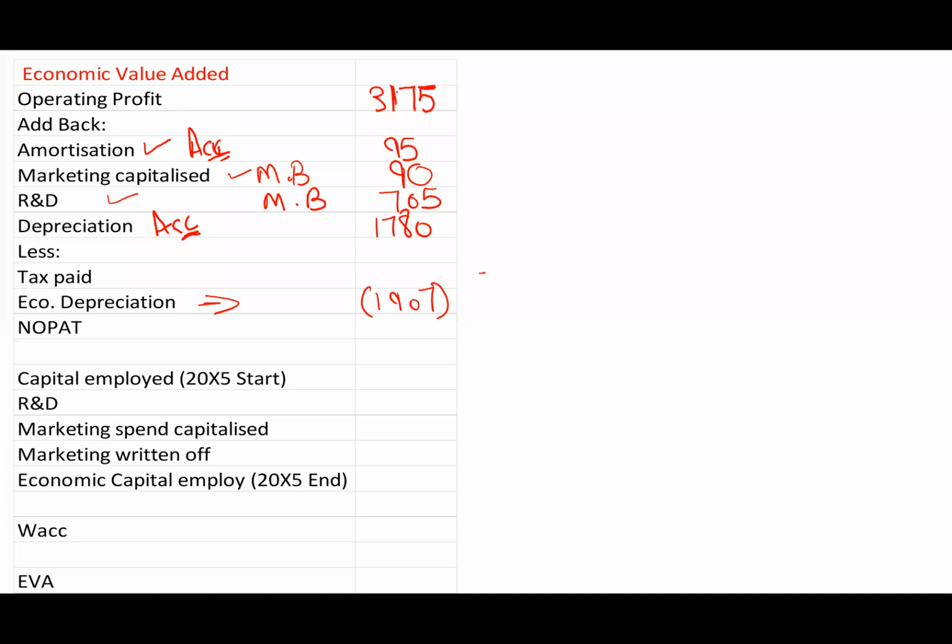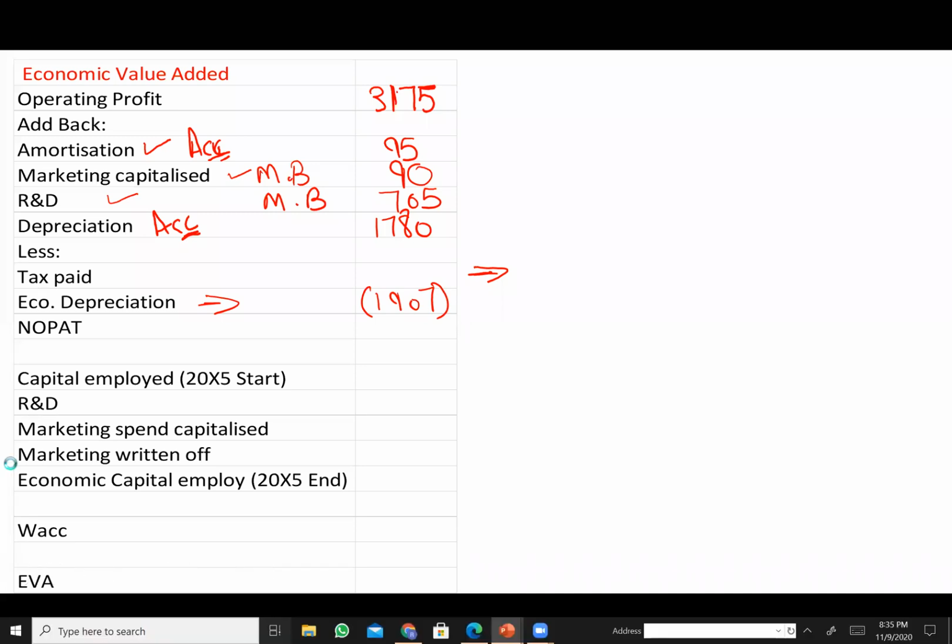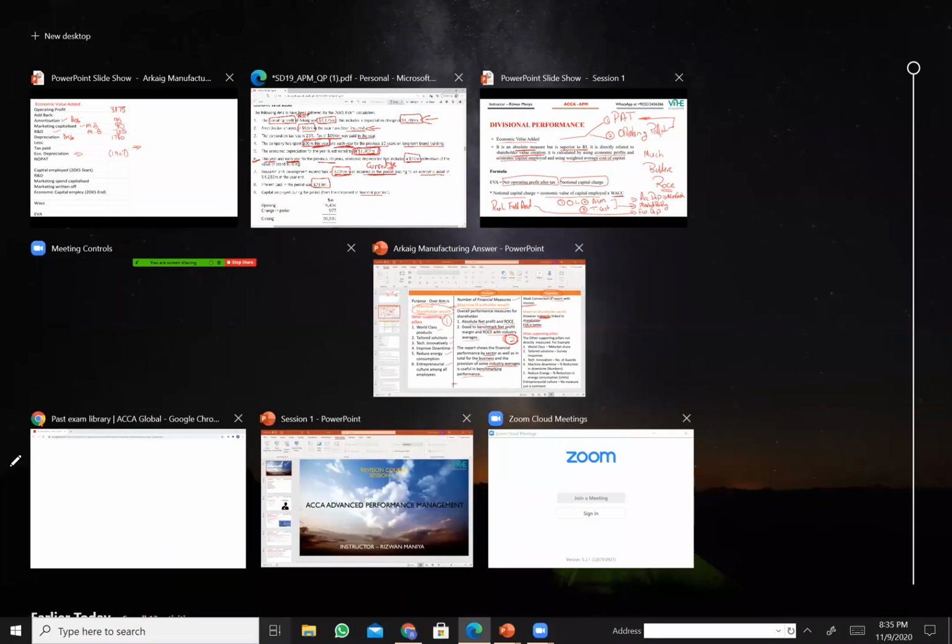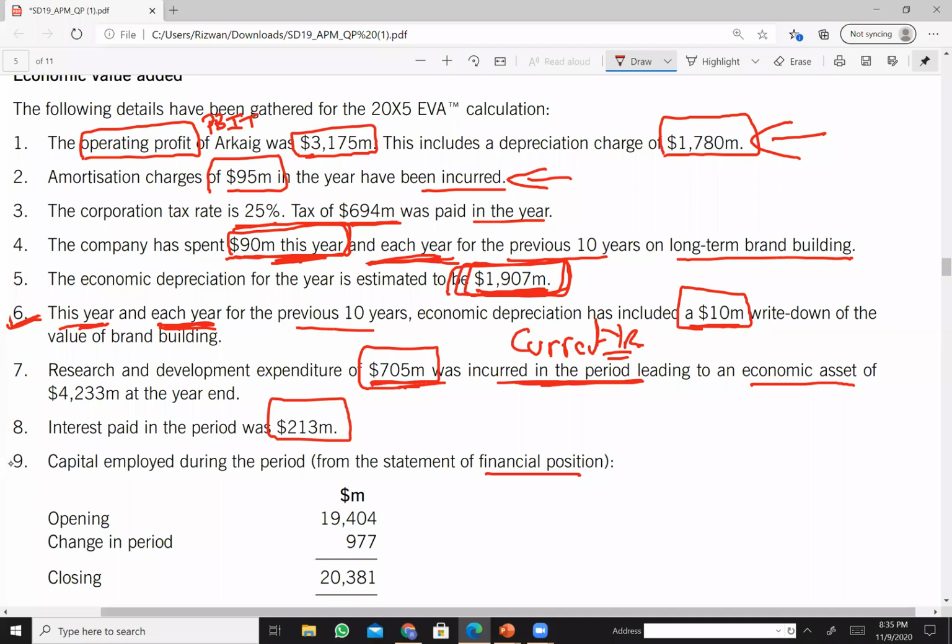Now comes the tax paid. So how much is the tax paid? The tax paid is 694 in the year. This is your cash tax that you have paid, so you have to deduct this. It's your cash tax. That's fine.